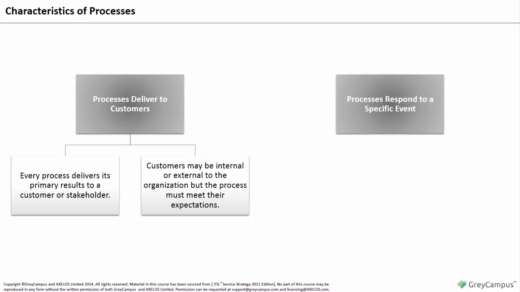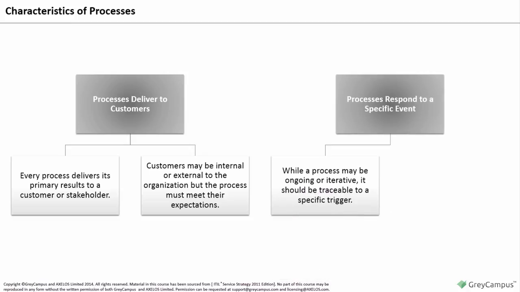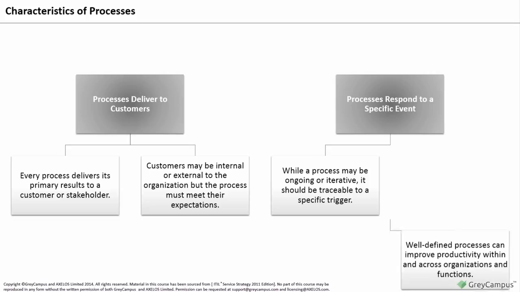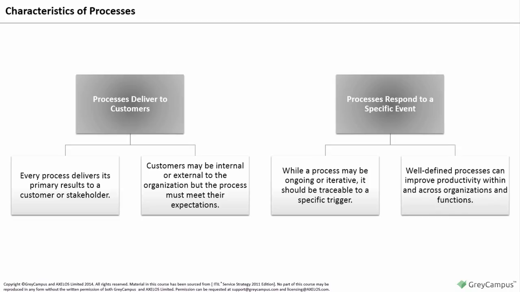Processes respond to a specific event. While a process may be ongoing or iterative, it should be traceable to a specific trigger. Processes define actions, dependencies, and sequence. Well-defined processes can improve productivity within and across organizations and functions.